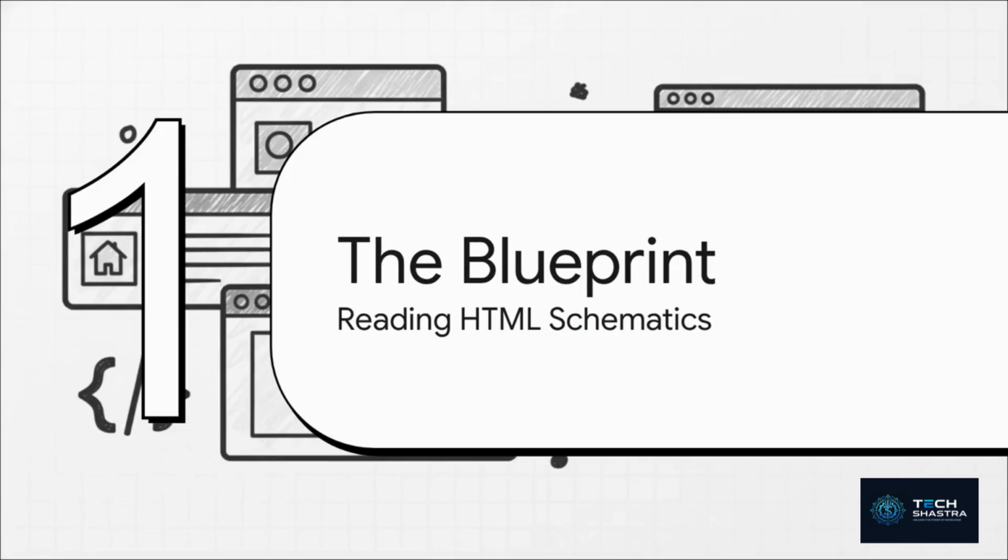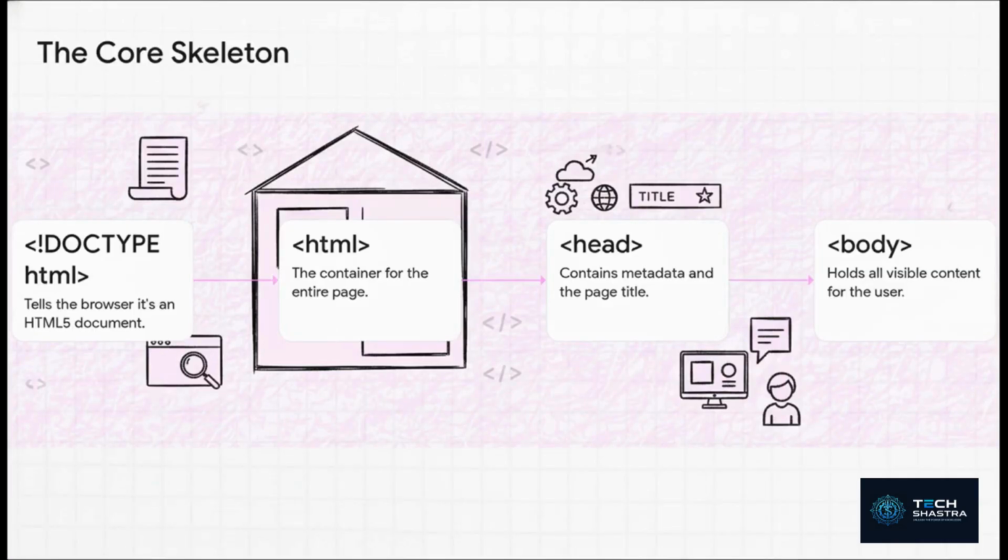Okay, so before any architect starts building, what do they do? They study the blueprint. For us, that means we need to understand the fundamental rules and structure of an HTML document. So let's take a look at the schematics. I want you to burn this slide into your memory. Seriously. Because every single HTML page you ever build has to have this core skeleton. It kicks off with DOCTYPE, which just tells the browser, hey, this is an HTML5 document. Then the HTML tag wraps the entire page. And inside that, you have two key sections. The head, which is for all the behind-the-scenes info, like the page title, and the body, which holds all the content your users will actually see.